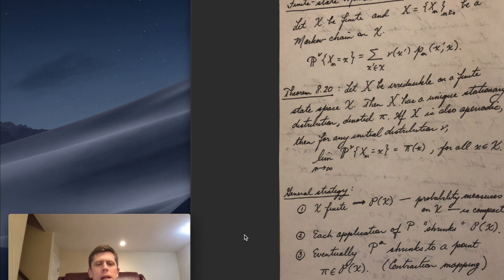It's really a consequence of some basic analysis where the state space, and particularly the space of probability measures, so the space in which the stationary distribution lives, is a compact set, and so that's going to allow us to say some pretty specific things about the convergence behavior of the chain.